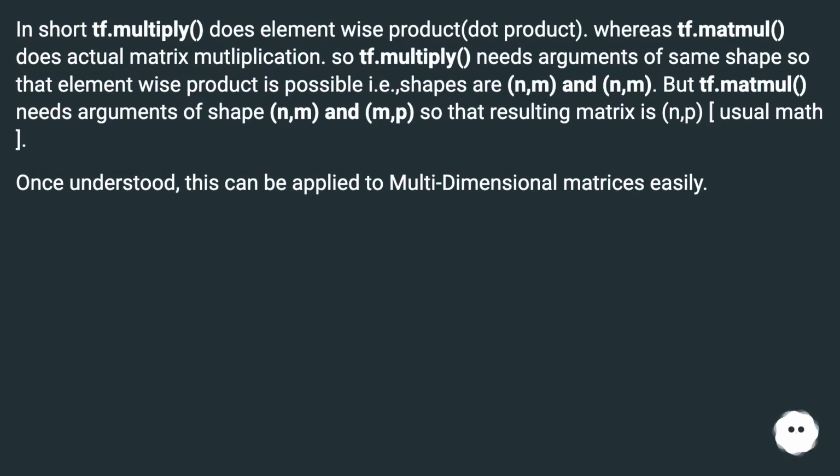So Tf.Multiply needs arguments of the same shape so that element-wise product is possible, i.e., shapes N, M and N, M. But Tf.Matmul needs arguments of shape N, M and M, P so that the resulting matrix is N, P, the usual math. Once understood, this can be applied to multidimensional matrices easily.